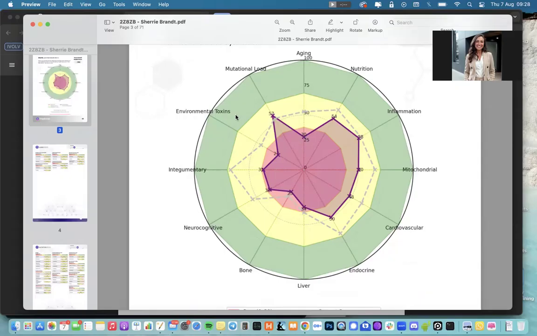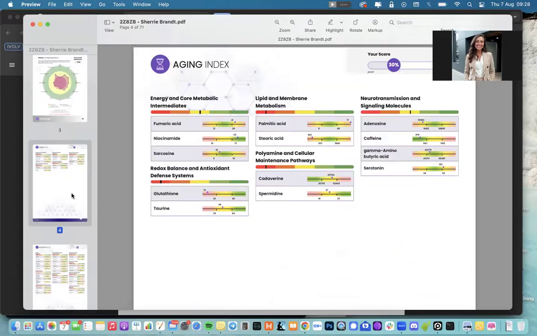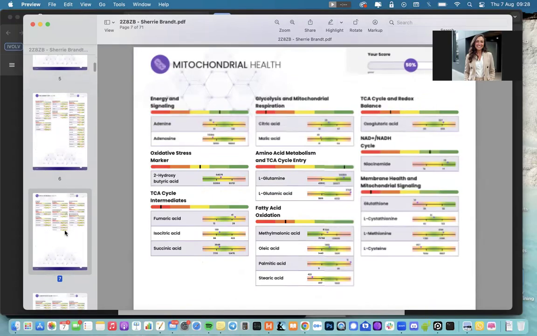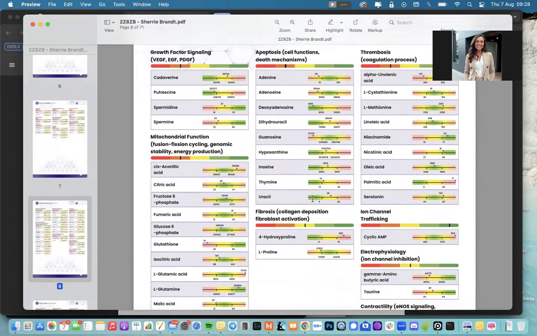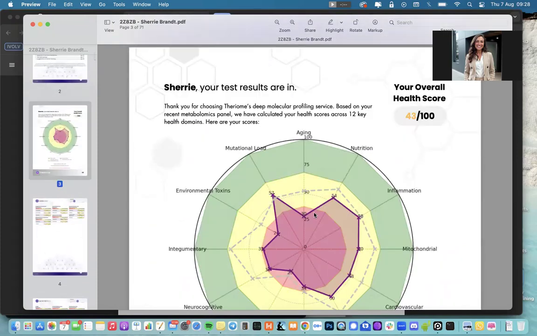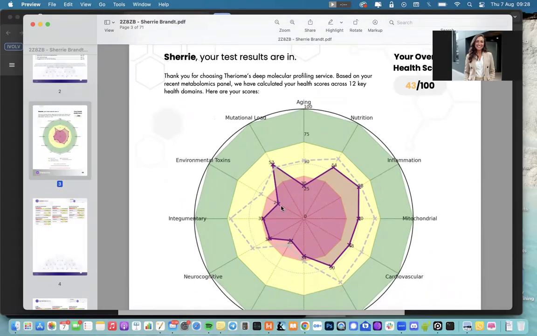For example, environmental toxin, aging index, and bone health. For each section, we have a list of metabolites that are relevant for that area. And actually those three areas that are very deficient are linked. They have some metabolites in common. So for example, she has extremely poor performance on her glutathione, and with the environmental toxins, they will lead to neurological symptoms because toxins can affect the nervous system.